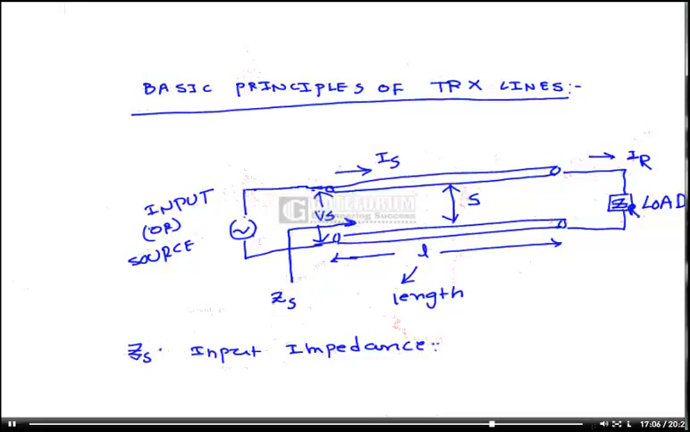So this is the basic structure of a transmission line. The basic parameters: Vs input voltage, Is input current, Ir output current or load current, Vr output voltage, L length, S distance between the two parallel lines. So this is the basic structure and basic terminology of a transmission line. And input impedance is nothing but the impedance seen when we look into the transmission line from the input side.